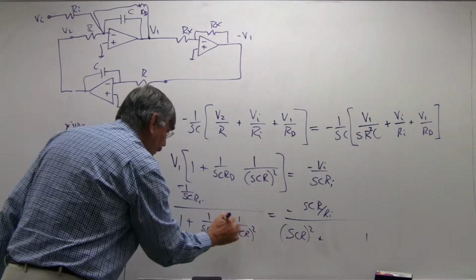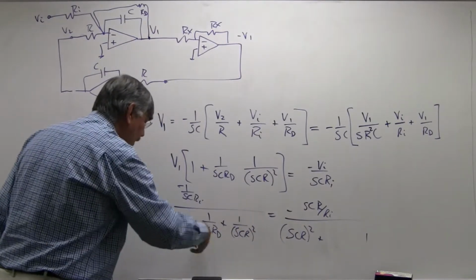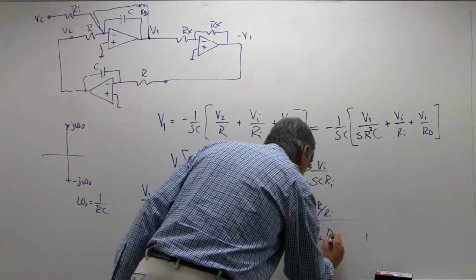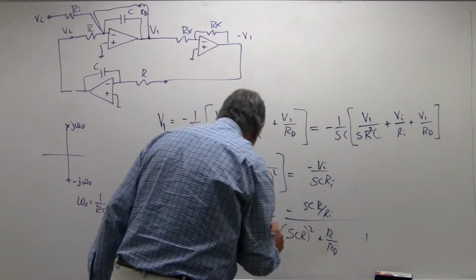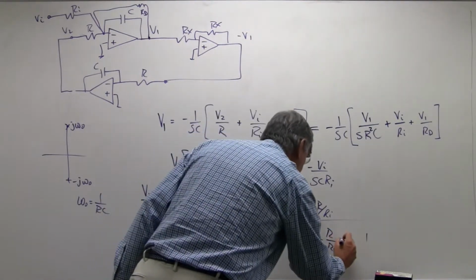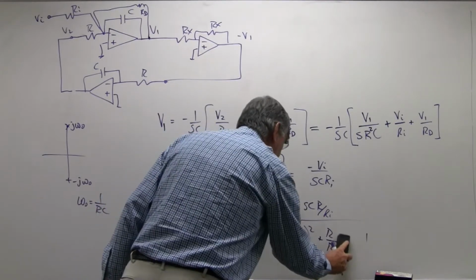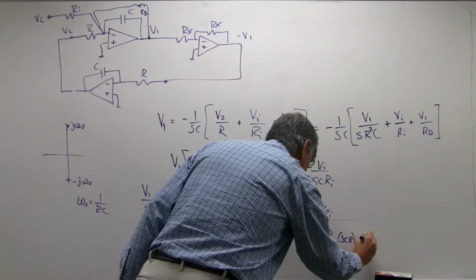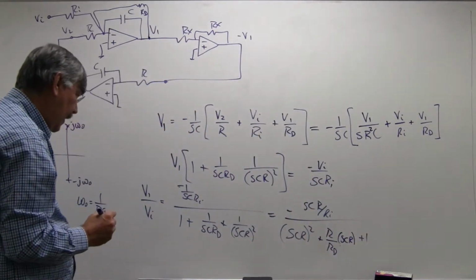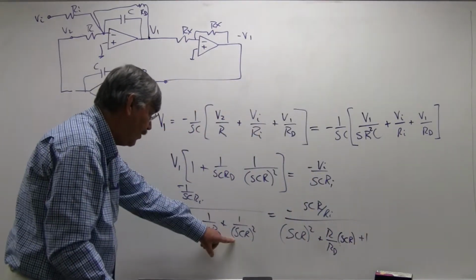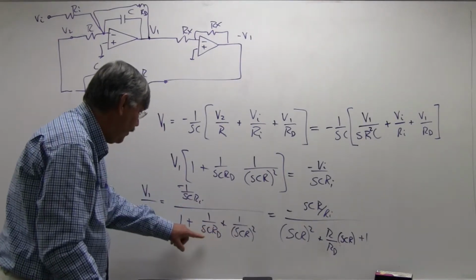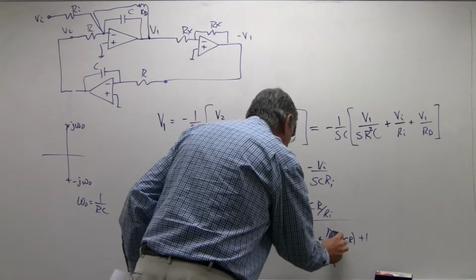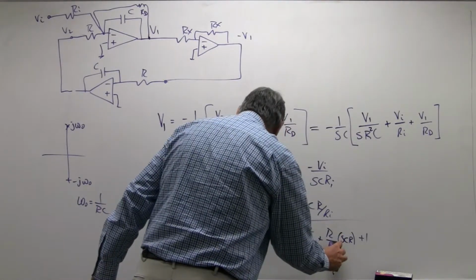And then when I got from here to here by multiplying top and bottom by SCRD, I'm going to get something that is R divided by RD onto SCR. And that's plus 1. And I think I have that right. We multiplied by SCR squared, so the SCR goes into the numerator and leaves the, just a minute here.